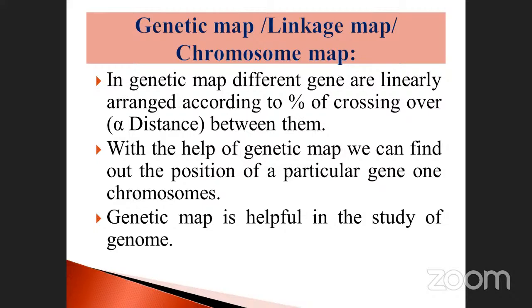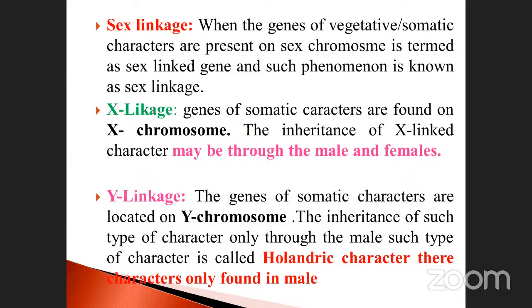See here, sex linkage. Already you know about sex linkage. Sex is nothing but male or female, which has a specific chromosome. When the genes of vegetative or somatic characters are present on the sex chromosome, they are termed sex-linked genes. The sex chromosomes are called allosomes. How many chromosomes are present in our body? About 46 chromosomes are present in our body.